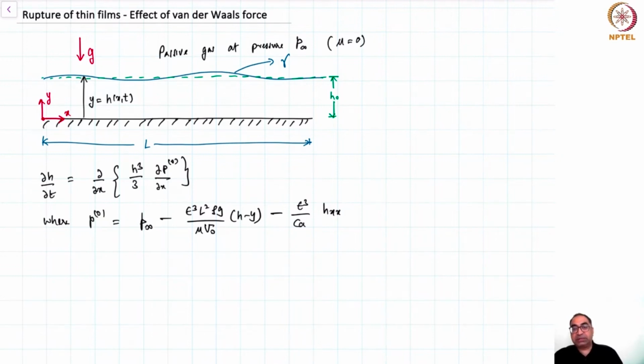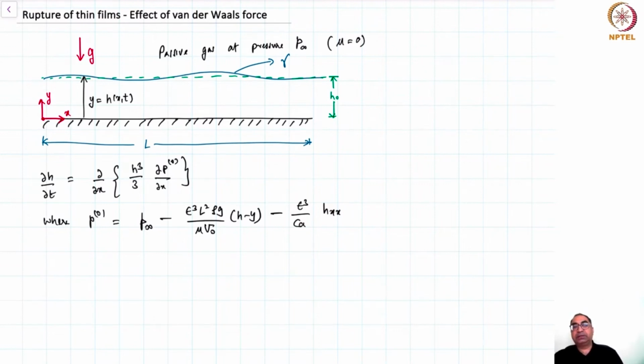So what we'll be looking at in this lecture is what exactly is this van der Waals force? How do we understand this force? What are the origins of this force? And finally, how does it enter our equations of motion?